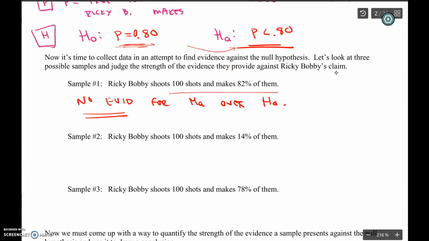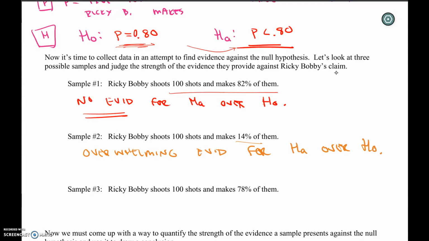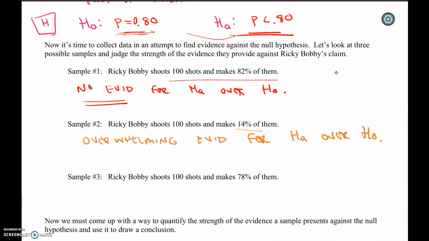You're a good shooter. If Ricky Bobby shoots 100 shots and makes 14% of them, this is overwhelming evidence for my claim against his claim. I'm going to say, I told you, Ricky Bobby, you don't make anywhere near 80%. You only made 14%. So I would collect the bet, and he wouldn't have a very strong argument against. But there is a gray area, and this is what statistics is going to help us decide.